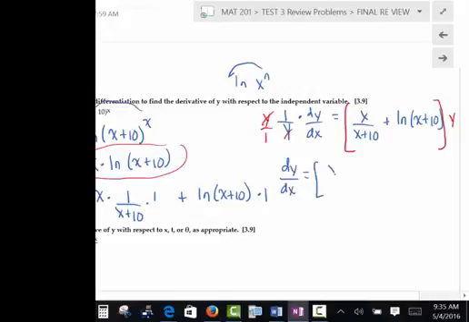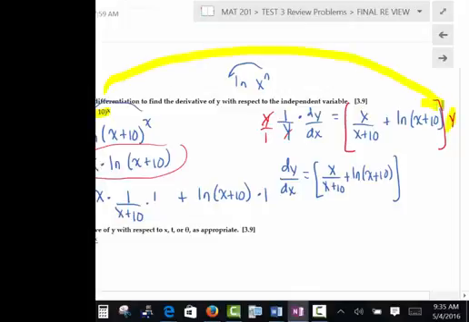So we have x over x plus 10 plus ln of x plus 10, and then times y. And then what do you do with the y at the end? Substitute back. Okay, remember that thing's going to go there, so you have to substitute back in. That's how you always close off the problem. So replace y with x plus 10 to the x. Doesn't matter if that's in the front of the brackets or at the end like that. So this would be your final answer.